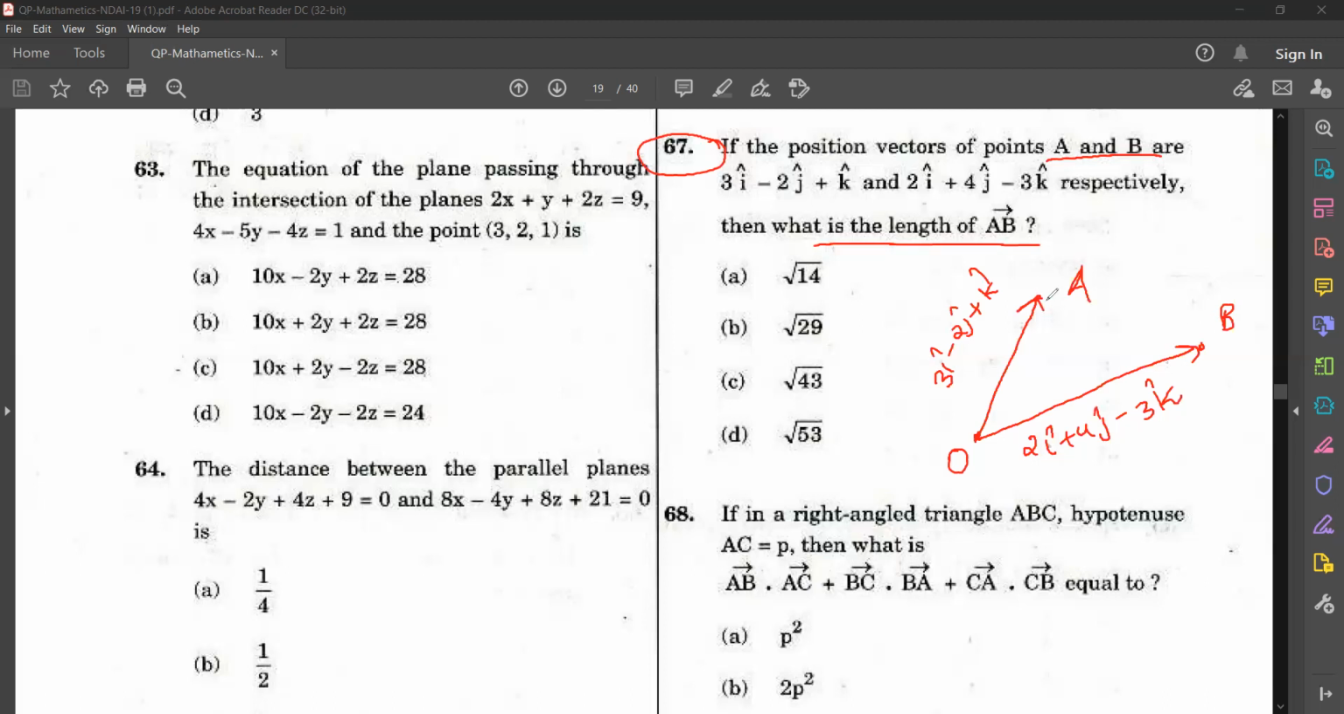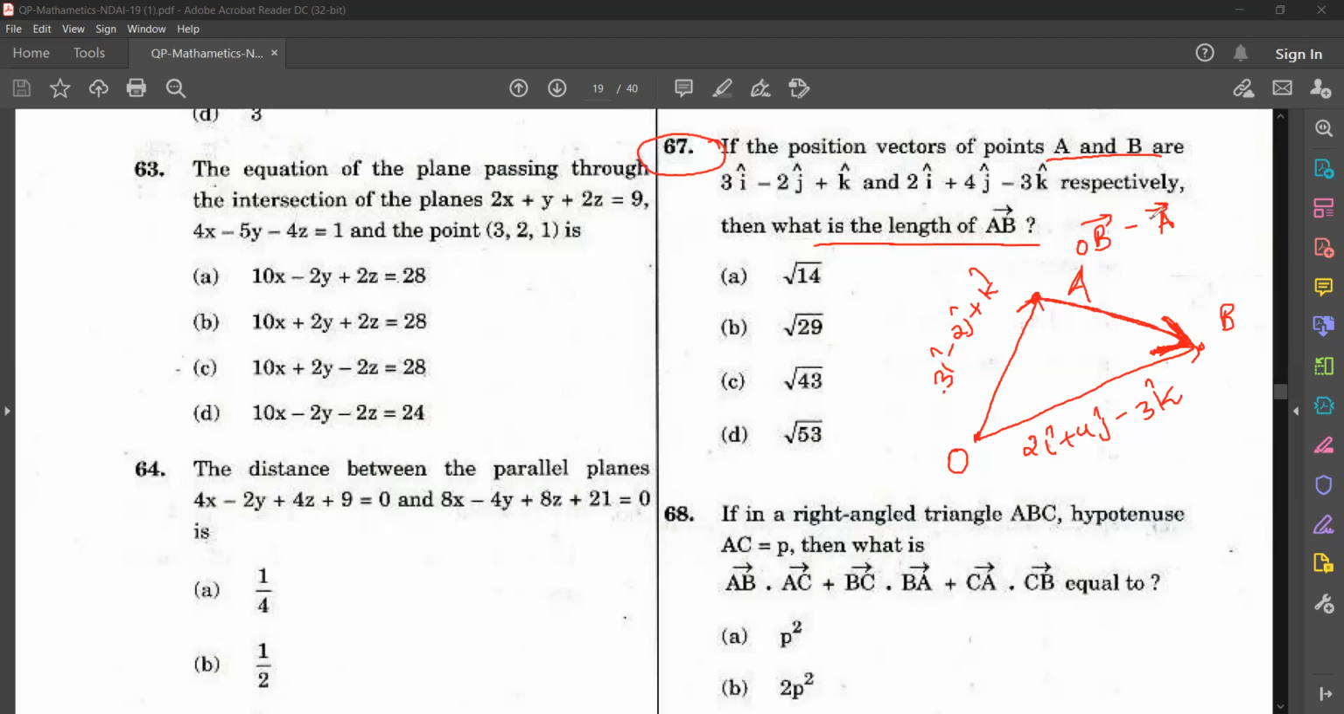These are position vectors of A and B. You are asked to find the length of AB. So length of AB means you have to find this length. For finding that length, I am just going to find this vector AB. How to find vector AB? You have to just subtract these two position vectors. Starting point is A, ending point is B. So you have to do B minus A. Position vector of B minus position vector of A.